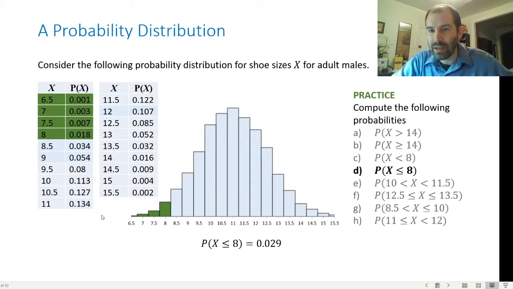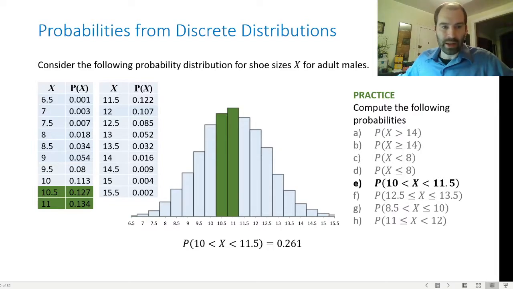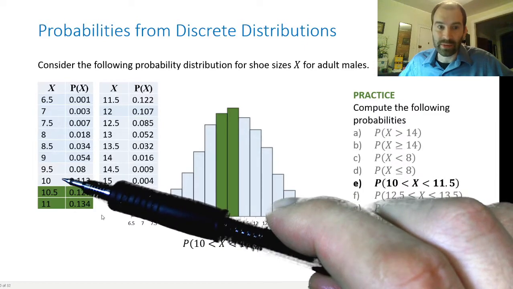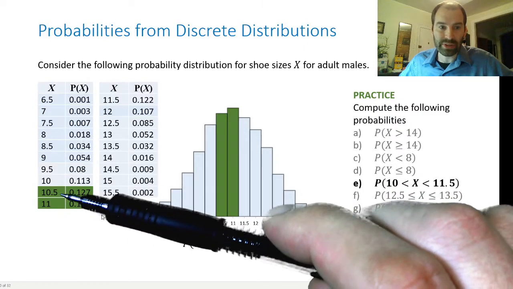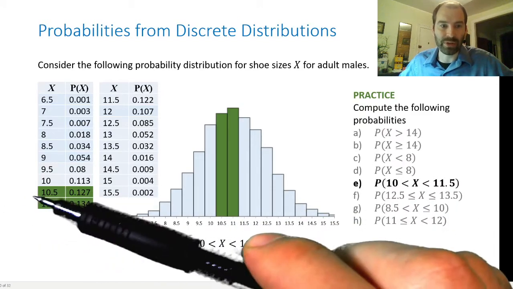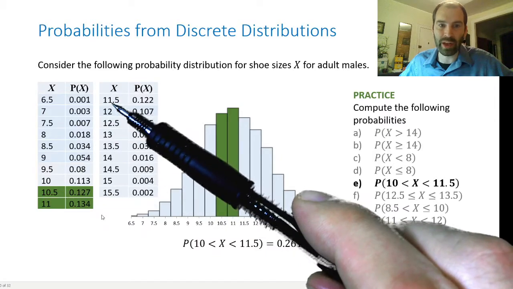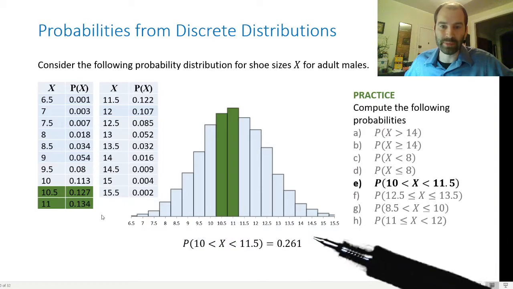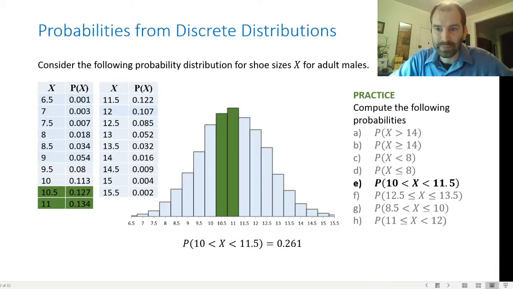Probability that x is, so that 10 is less than x, and x is less than 11.5. So try that one. Okay, here's what we get. 10 is less than x, so x can't equal 10. But these numbers, 10 is less than these numbers, right? So these work. And x has to be less than 11.5, so we have to choose numbers that are less than 11.5, so we can't go that far. So these are the only two numbers that are possibilities, so we're going to add these two probabilities, 0.261. Next one. Go ahead and try that one.